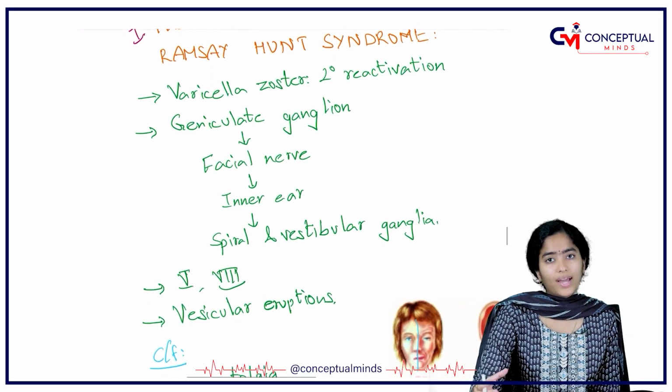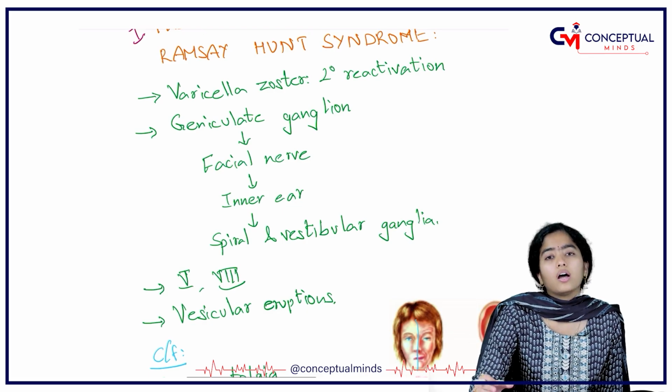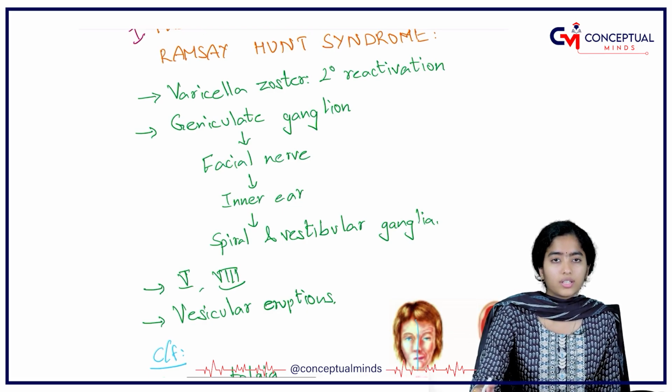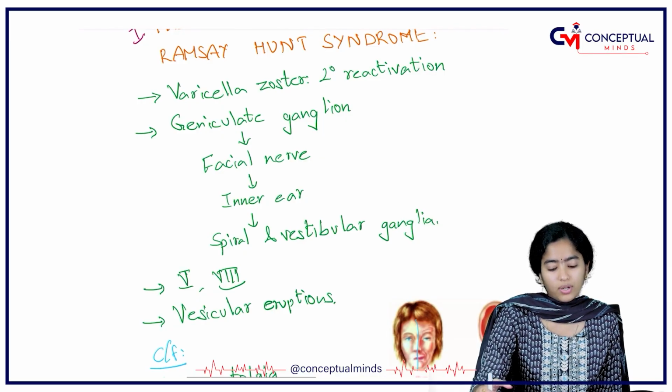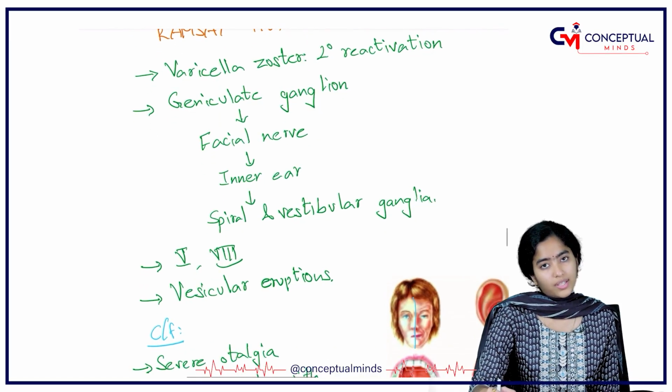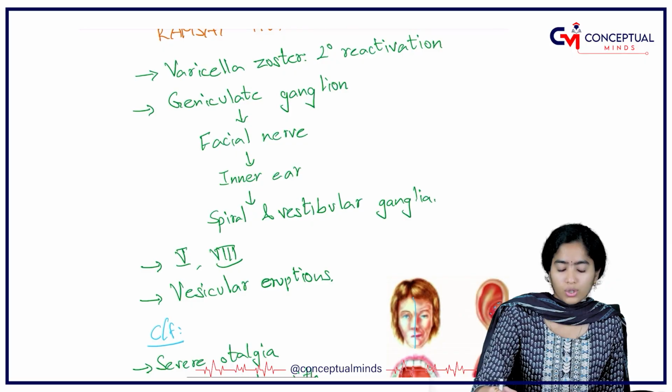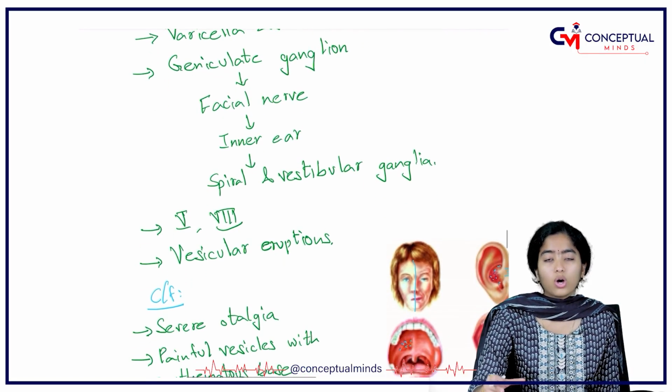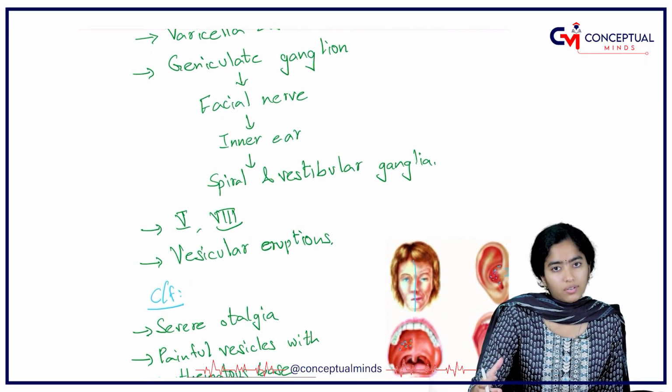So the virus gets reactivated in the geniculate ganglion, spreads into the facial nerve, inner ear, and finally affects the spiral and vestibular ganglia also. And sometimes it can affect the trigeminal nerve and cochleovestibular nerve also. In all those areas, it will cause vesicular eruptions.